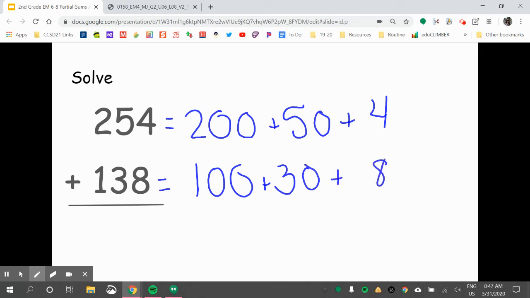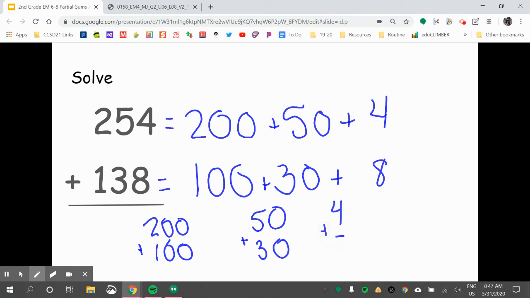Now I'm ready to do my think addition, where I'm going to add my tens, my ones, and my 100s. So I think about 200 plus 100, 50 plus 30, and 4 plus 8 and see what I get here. 200 plus 100, that's 300. 50 plus 30 is 80. 8 plus 4 is 12. So now I'm ready to add these three numbers together.